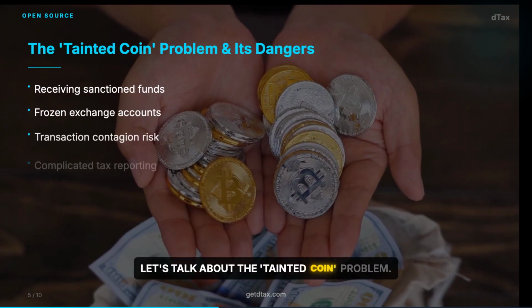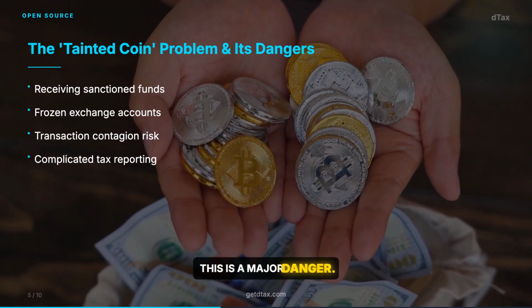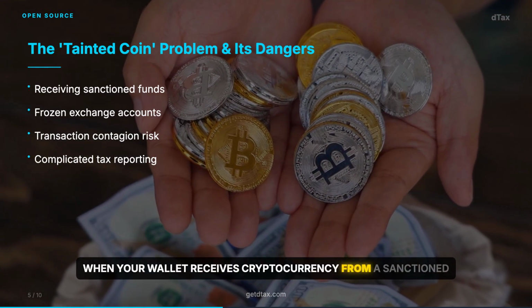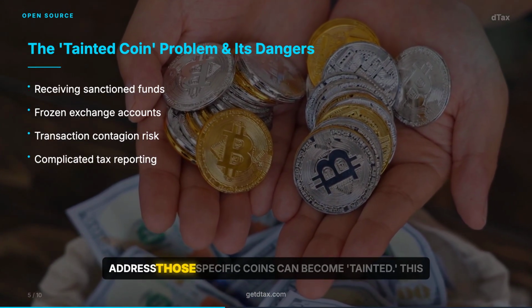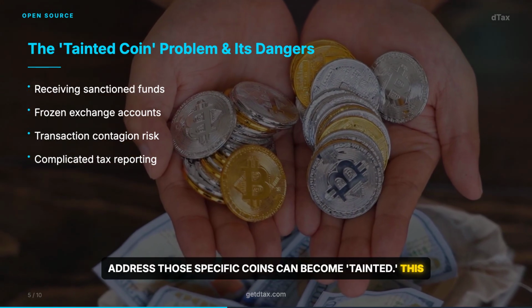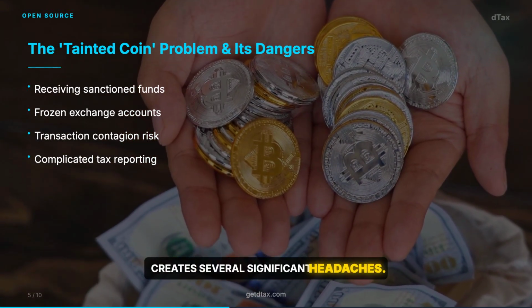Let's talk about the tainted coin problem. This is a major danger. When your wallet receives cryptocurrency from a sanctioned address, those specific coins can become tainted. This creates several significant headaches.